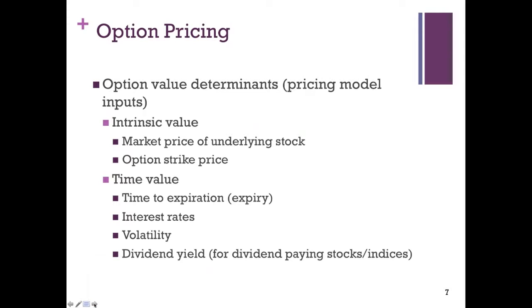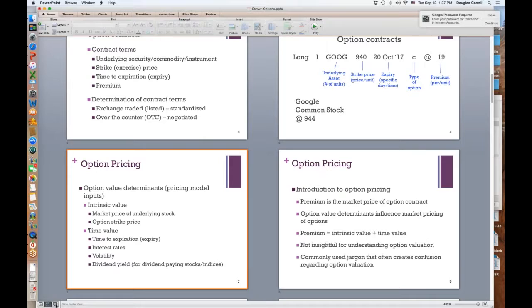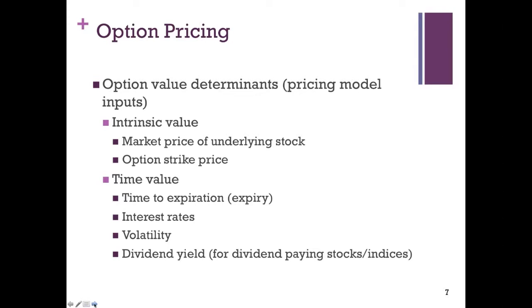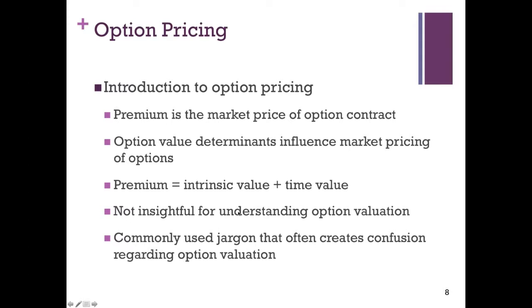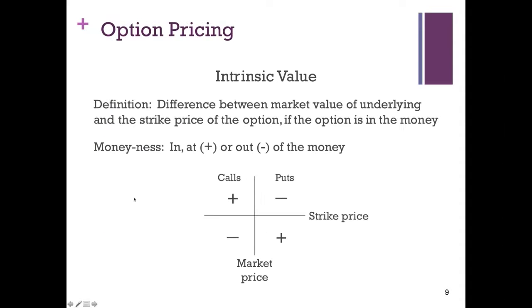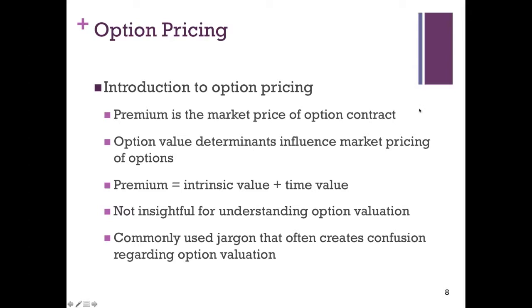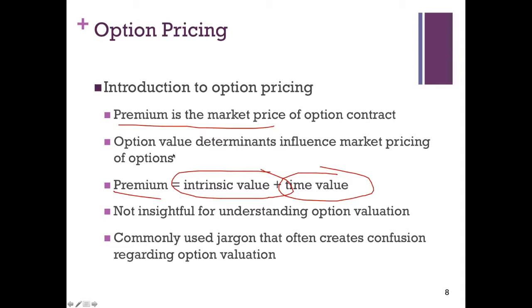By implication, this is a formula one would typically see in every introductory level options book. That is that the premium of the option is the sum of the option's intrinsic value plus its time value. Now again, remember, the premium is the market price of the option, and it's the option value determinants that we looked at on the previous page that are presumably the factors that are driving option market participants to place a higher or lower value on the option.